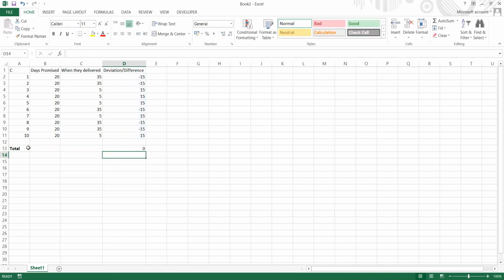Zero. Deviation is zero. But is that good? No, it's not good. So average deviation, AD, or mean deviation, or mean difference, MD, is the sum divided by, you have 10 numbers, right, divided by 10. So you get zero. But does it really deviate from zero? No. It is because your negative numbers and your positive numbers are canceling each other. Whether you deliver after the due date or before the due date, both are considered bad in the process.